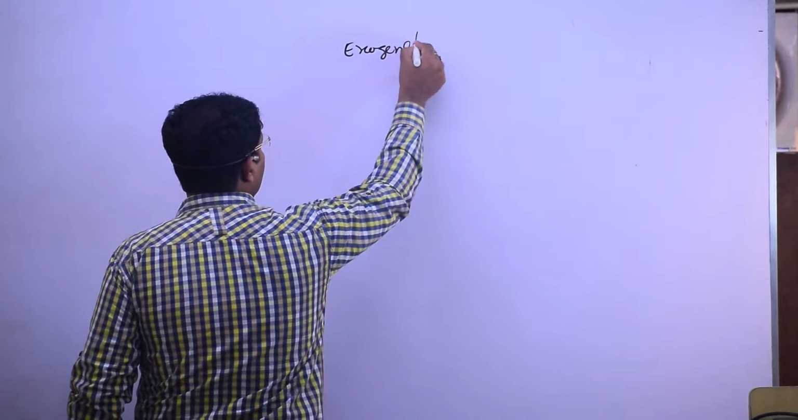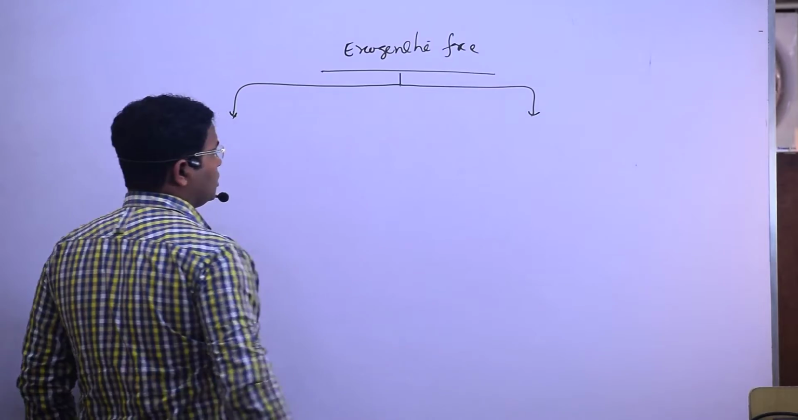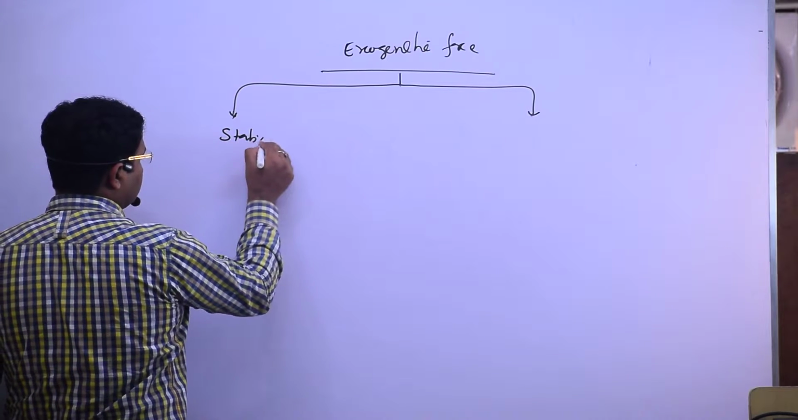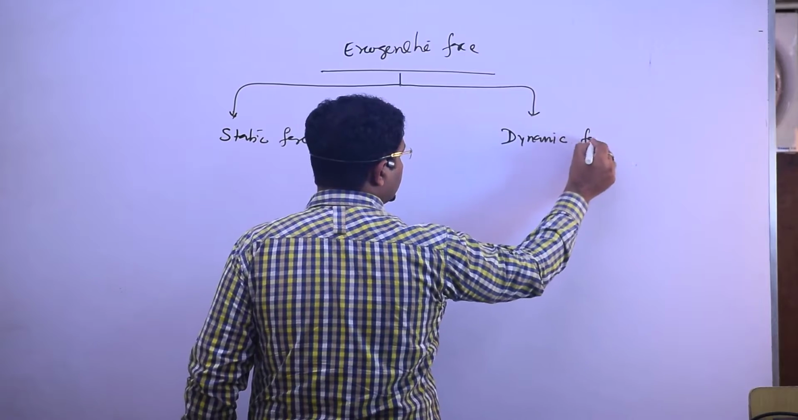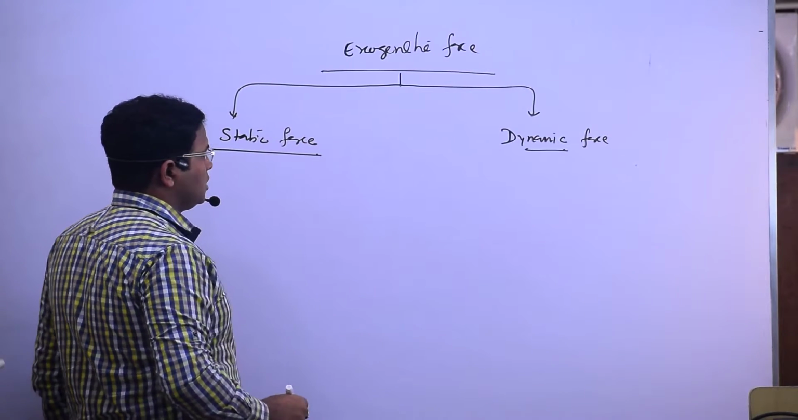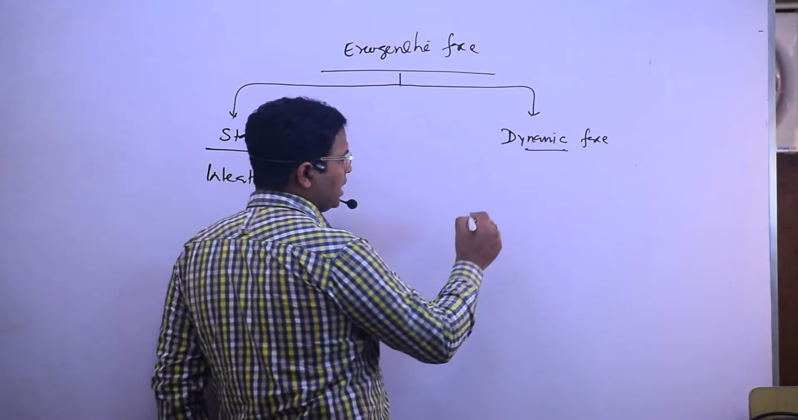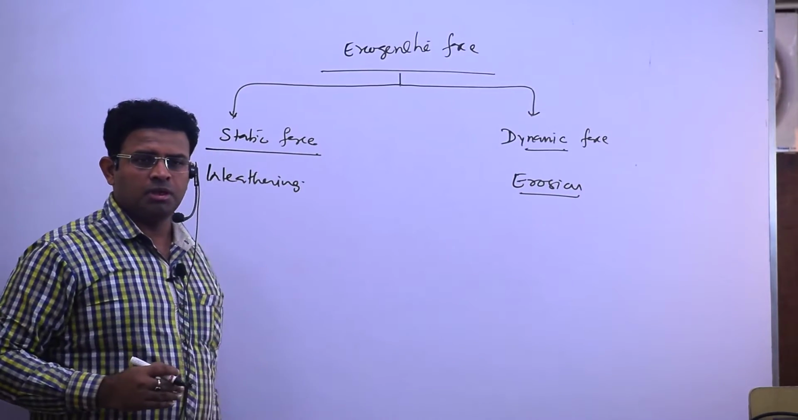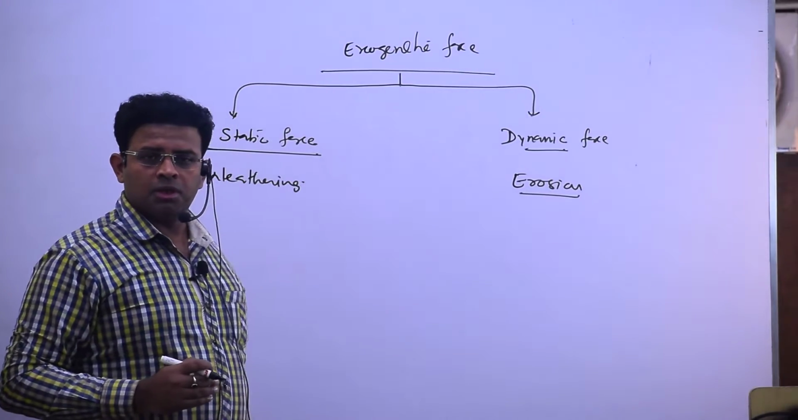Exogenic force. If we see, there are two types of exogenic force. One, I said, is a static force, and another is, I said, a dynamic force. If we see the static force, we can say it is weathering, and then the dynamic force, we can say, is erosion. Okay. A static force is weathering, and the dynamic force is erosion.